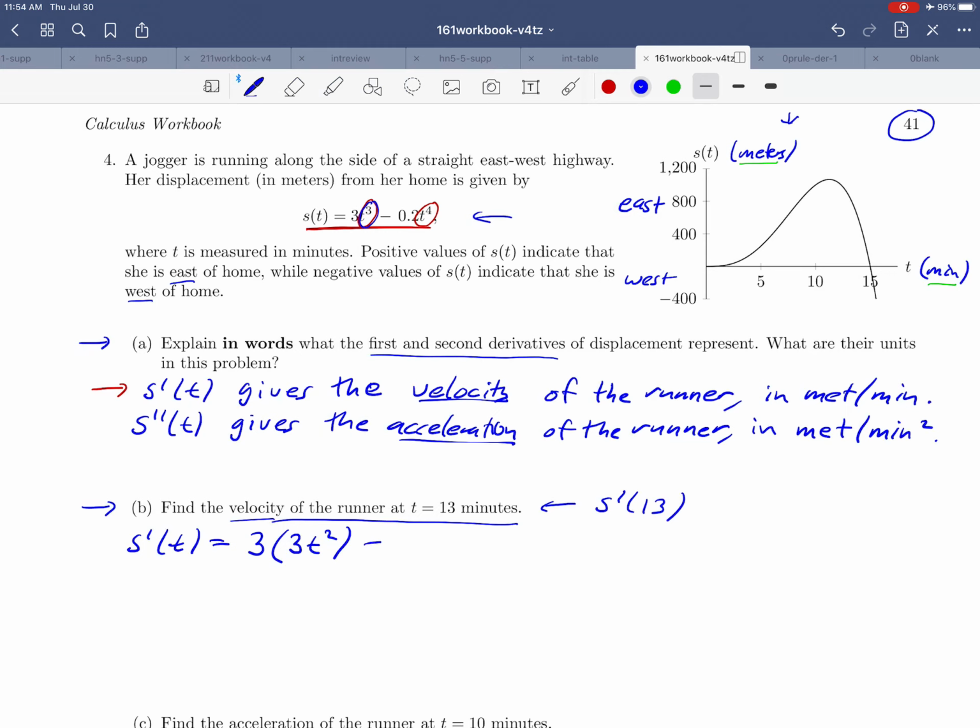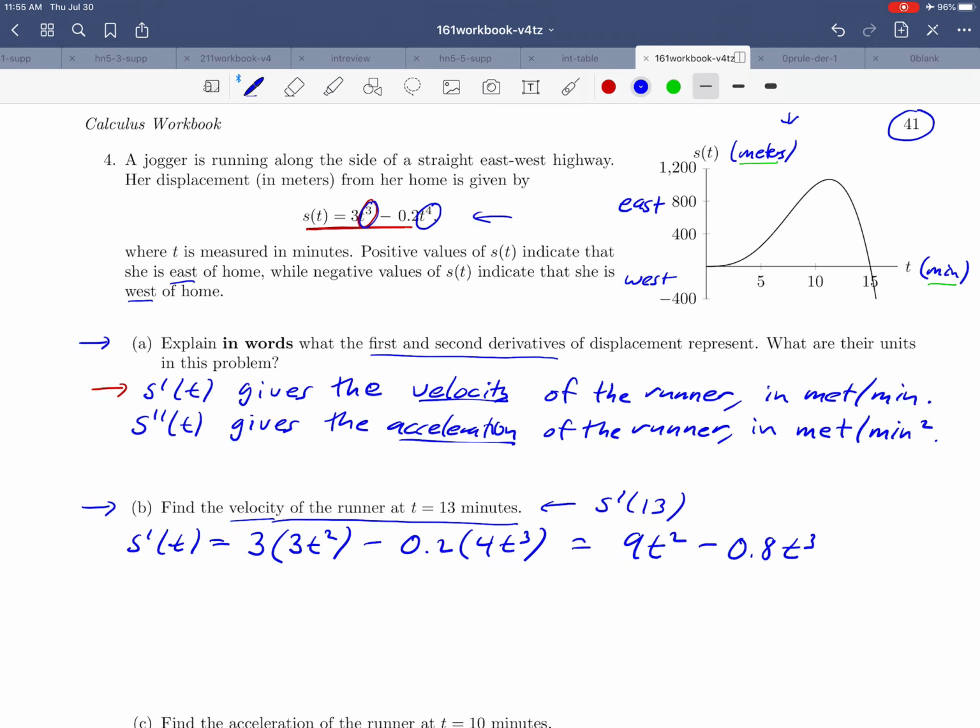Moving over to the next term, we've got a minus 0.2, and then we need to take the derivative of t to the fourth. By the power rule, that's 4t cubed. Bring the 4 down, decrease the power by 1. We can simplify that a little bit. 3 times 3 is 9t squared, and minus 0.2 times 4 is minus 0.8t cubed. There's our formula for the derivative.